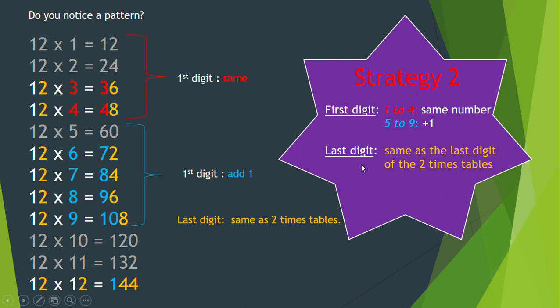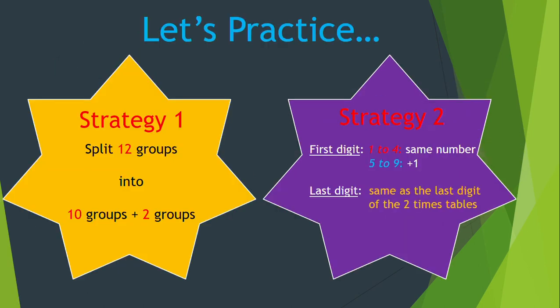So that leaves only 12 times 12 to memorize, and we know 2 times 2 is 4, so this one's a little easier to remember, 144. So let's practice the 12 times tables. You can use whichever strategy is easier for you.